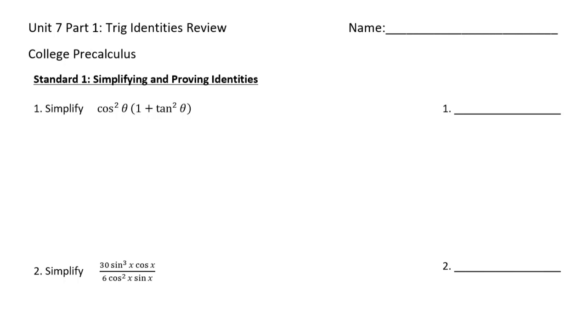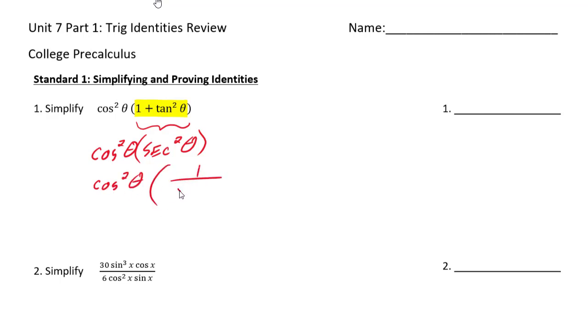With this first example, hopefully we can see that the 1 plus tangent squared of theta resembles one of the Pythagorean identities. That specific one will get replaced with secant squared of theta. I'm going to approach it that way, and everything else I'm going to keep the same. From here, I hope we recognize that secant is a version of cosine.